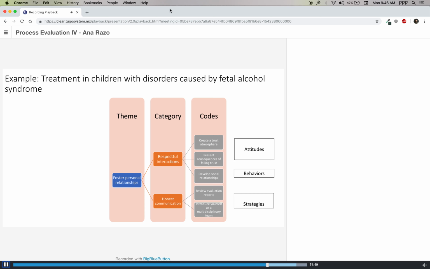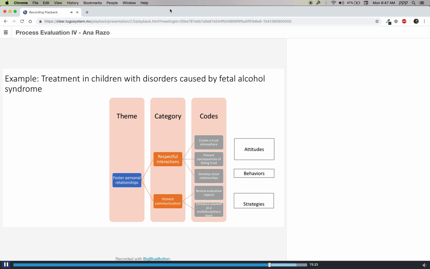How do we deal with this, or how do we help these children who are suffering from fetal alcohol syndrome? So we can have a theme. For instance, how do we foster personal relationships? How do we help them to have positive relationships? And if you interview many children with this syndrome, you need to start processing this information, so you want to know regarding personal relationships.